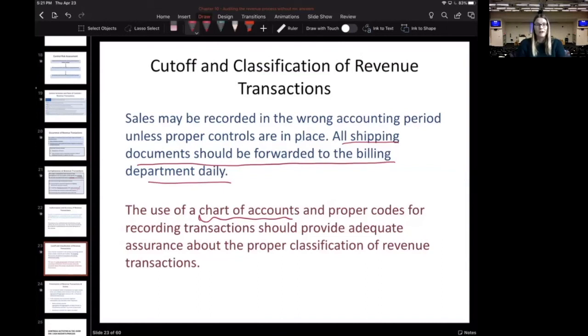In modern systems, again, it's much harder to screw up classifications because the chart of accounts is already in the system with like a drop-down box. So if you're starting to type in, you know, accounts receivable or whatever, it'll self-populate with accounts receivable and the correct account number will already be in there. So it'll be harder to make that kind of misclassification issue in that same way.